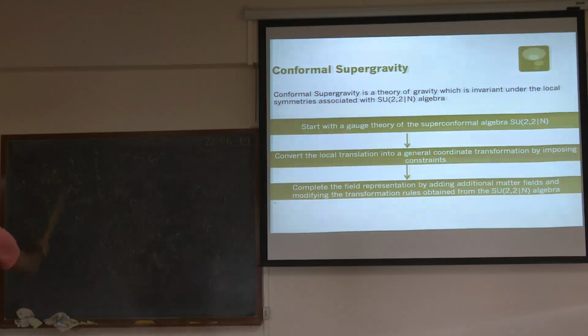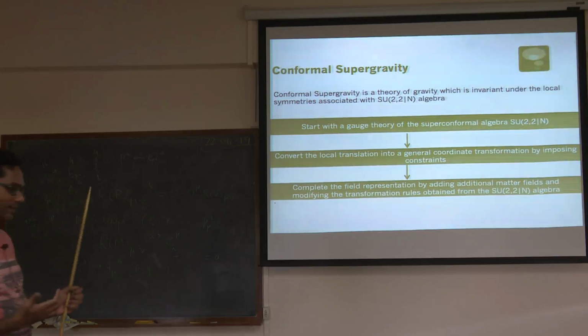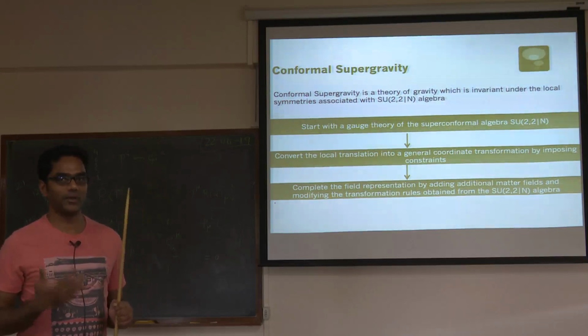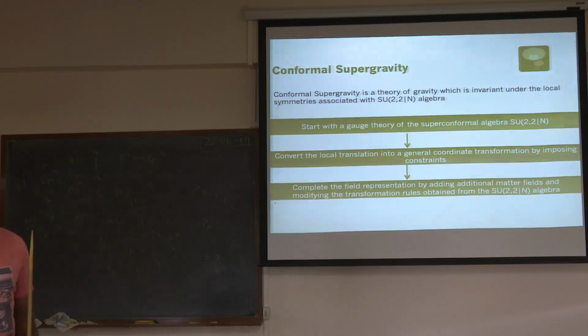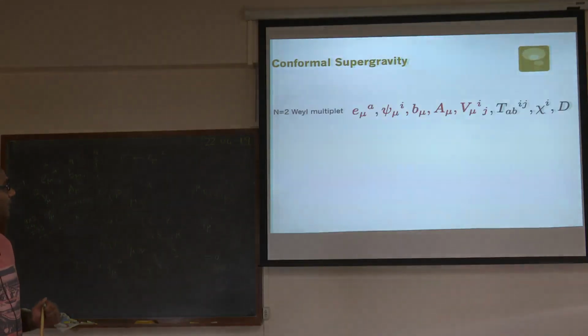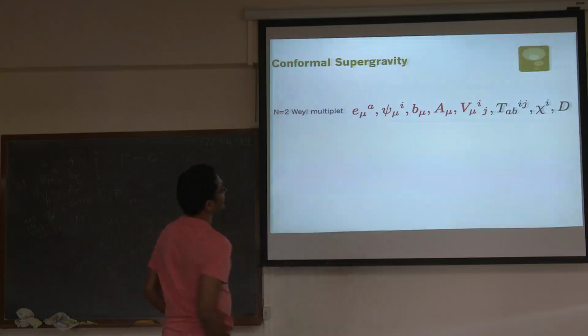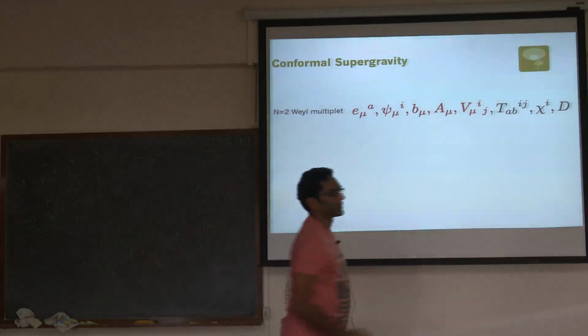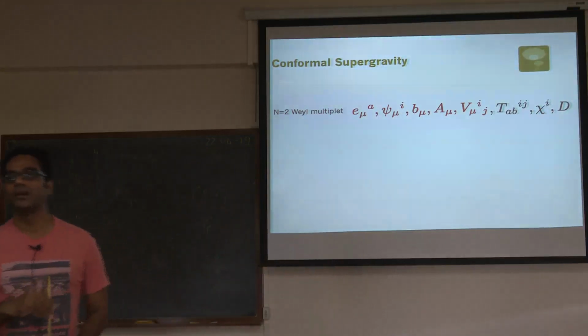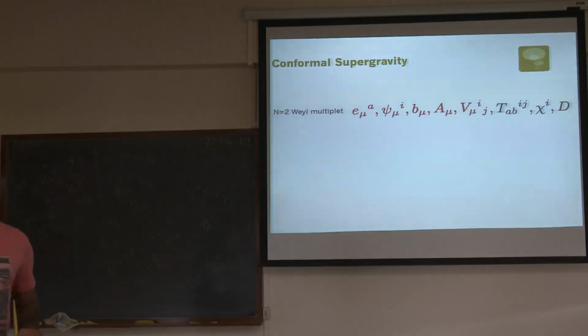So, the transformation rules of these gauge fields you had initially obtained by looking at the structure constants of the algebra. So, basically what you need to do is modify these transformation rules, which basically means modifying the structure constants of the SU(2,2|N) algebra. So, what you get is what is referred to as the soft algebra, where the structure constants are field dependent. Okay. In this way you obtain what is called the Weyl multiplet. So, for N equal to 2, for example, apart from the gauge fields that I have listed here in red, you also need to add these fields that I have listed in black, which are the matter fields required to balance the bosonic and fermionic off-shell degrees of freedom.